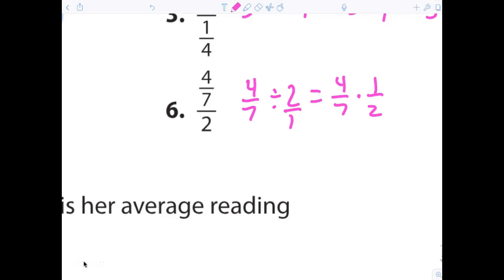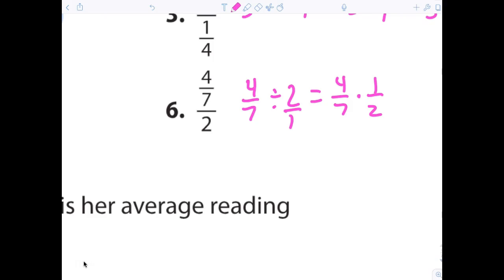Right here, 2 is the same as 2/1. That's a good question. Do you agree with me now? Yes, 2 is the same as 2/1. So we still do the reciprocal, right? Flipping. Everybody good? Girls, you good? All right.